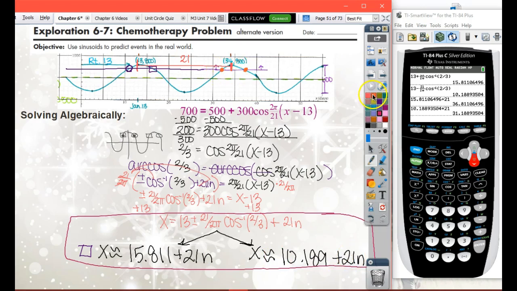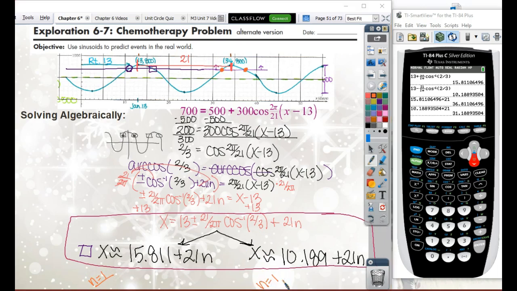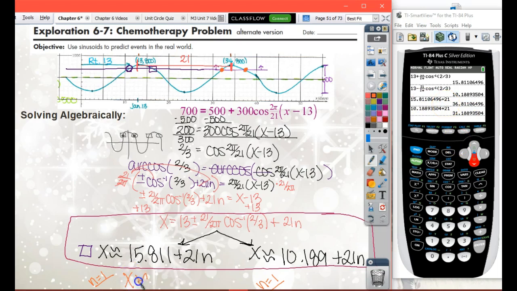And so I know that I need to add multiples of the period. And I need to add one multiple of the period to each of them to get those 2 points that our problem was looking for. So notice that I rounded these answers when I wrote them down, but I did use the entire answer when I added 21. And so once you add 21 to the 15.8, we get x to approximately equal 36.811, and x will approximately equal 31.189. So that tells me that on about the 31st day of the year until about the 36th day of the year is when she will feel good.